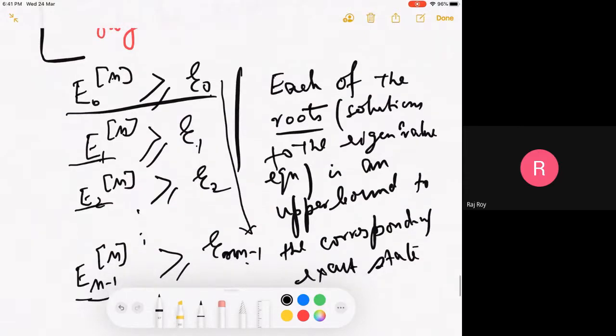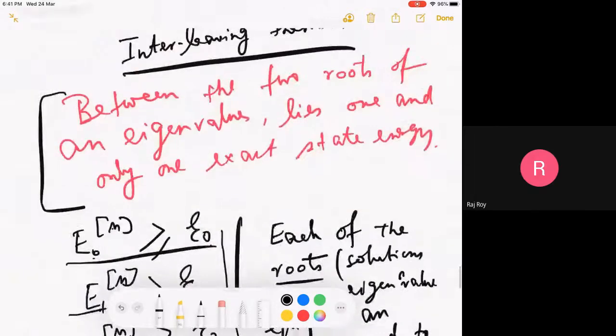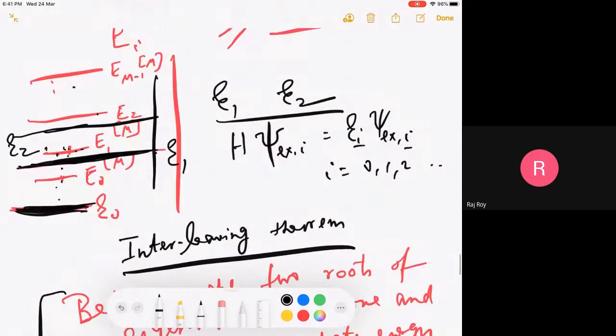Of course, if E0 is greater than epsilon 0, all of them are greater than epsilon 0. All of these are greater than epsilon 1, and so on. But importantly, E2 is greater than epsilon 2. It has to be greater than epsilon 0 and 1, because they are also ordered in increasing order of energy. So that's a very, very important theorem.